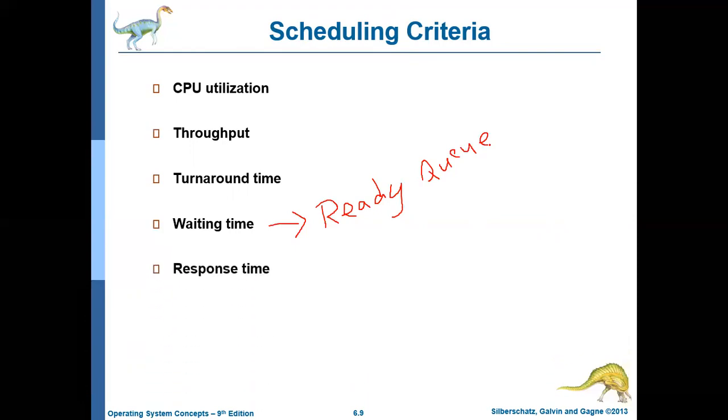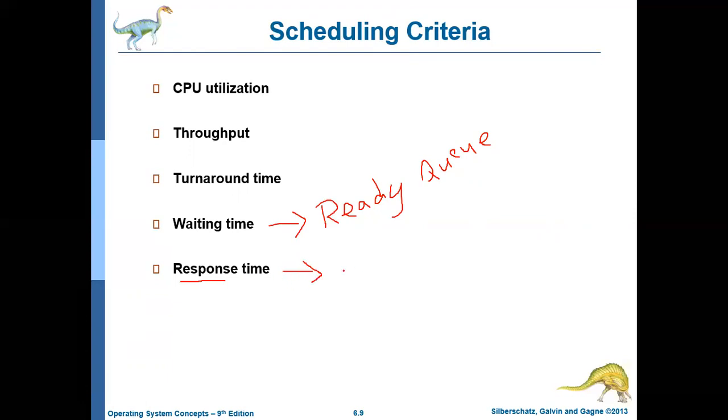The next is response time. What is response time? Sometimes turnaround time may not be useful in some situations. Turnaround time is the time duration between the submission of the job and the completion of the job. Whereas response time is the time duration between the submission of the job and the first response from the particular job or process.